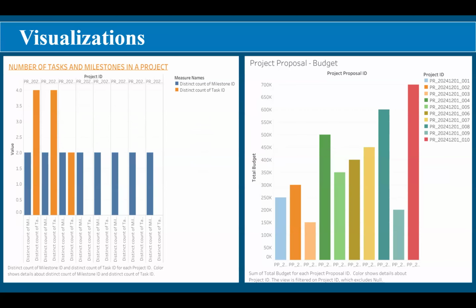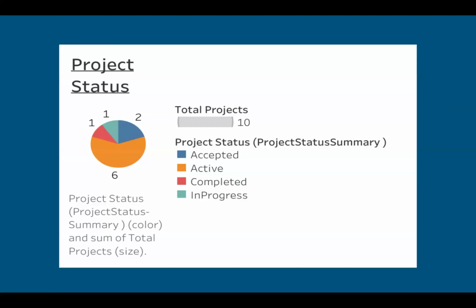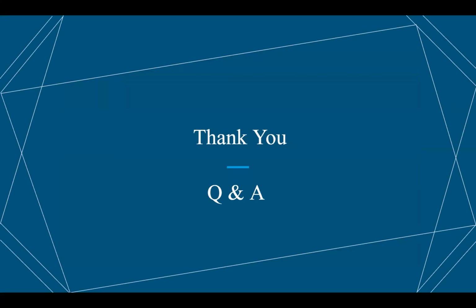Okay, now moving on to the visualization. This summarizes the project data. The bar chart on the left compares the number of tasks and milestones across projects, while the right bar chart highlights the budget allocation for every project proposal ID. The pie chart shows the count of projects in various statuses such as active, accepted, and completed, from which most projects are marked as active. Together, they provide a clear view of project progress, workload, and resources.